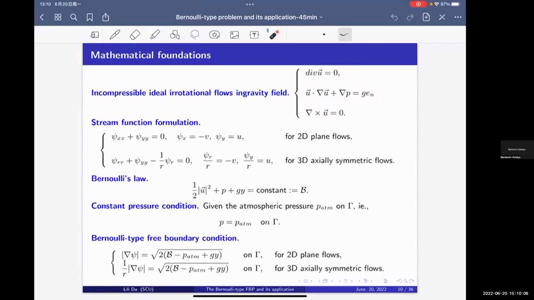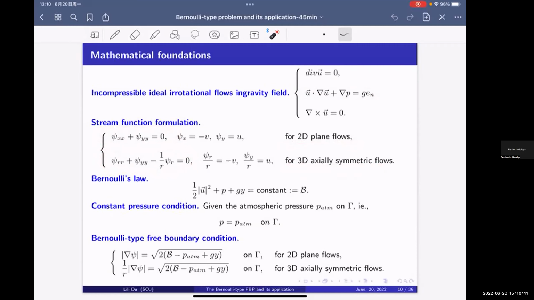Moreover, due to the divergence-free condition, we can introduce a scalar stream function psi for the 2D plane flows and the 3D axially symmetric flows. Due to the irrotational condition, the stream function psi satisfies the Laplace equation for the 2D case, and a linear elliptic equation for the 3D axially symmetric case.